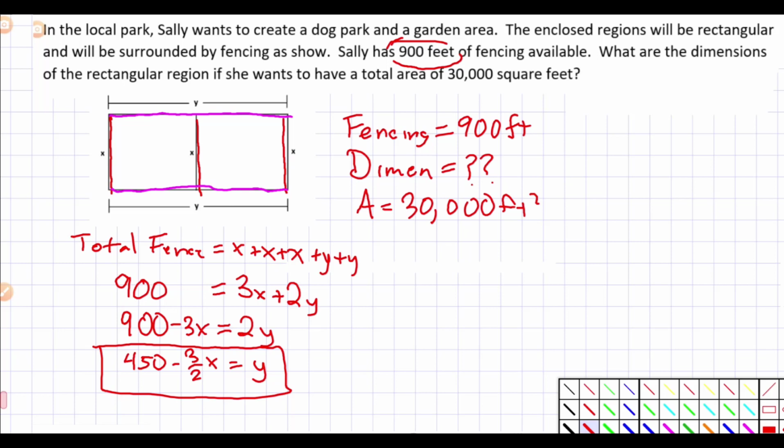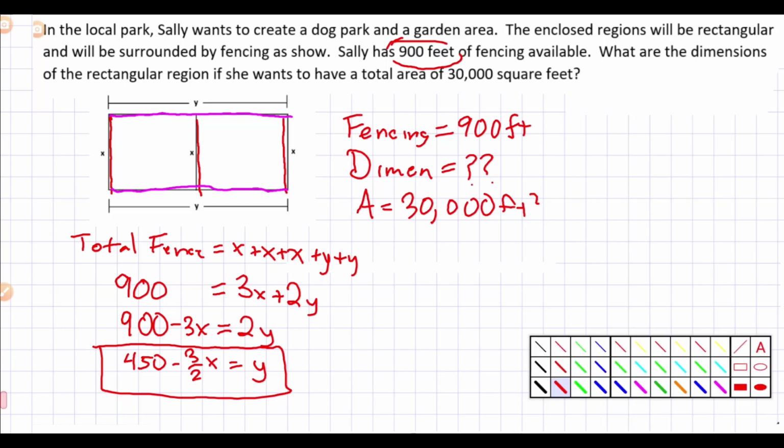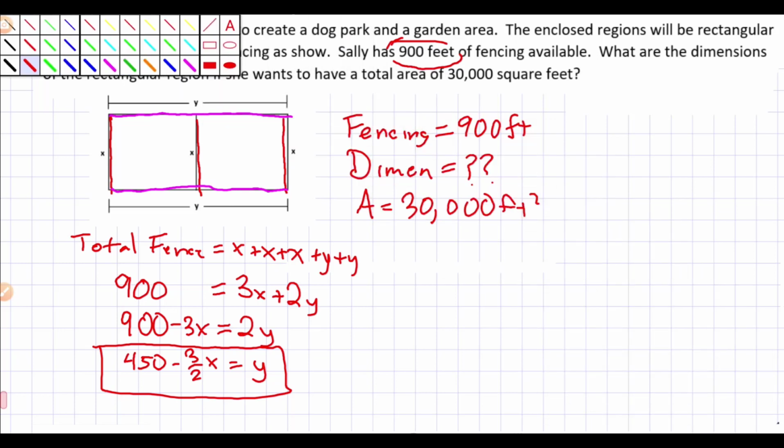All right, now that we have that, I think we're good to go. I think we can go and solve this problem now. All right, so let's write down a little area problem here. So we know that the area will just be length times width, which in this problem is just x times y. All right, and we also know that the area in this problem that we're looking for is 30,000 feet.